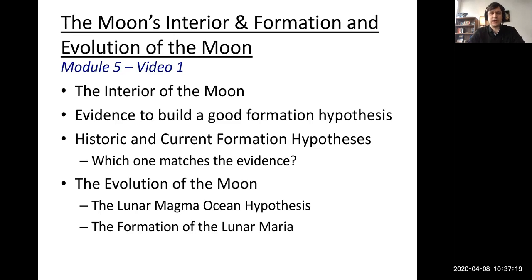The one that best matches the evidence is the one that we currently accept as the formation of the moon scenario. And finally, we're going to end with, once we form the moon, how do we get the moon as it is today? How do we get the lunar maria, and how do we get the cratered highlands? So we need to talk about how the moon evolved to its present state. And that should wrap up Unit 2, Part 4, and that will leave us on our tour of the terrestrial planets for the remainder of the semester.